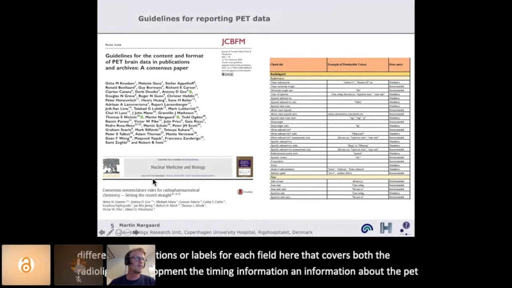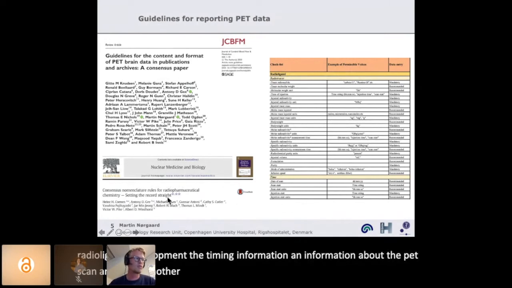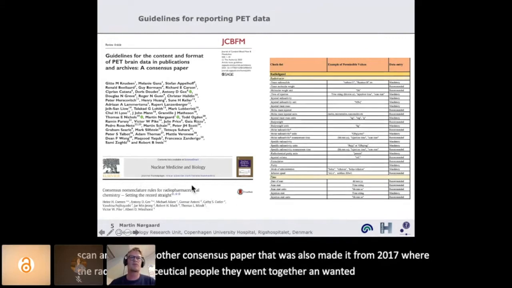And this is another consensus paper that was also made. It's from 2017, where the radiopharmaceutical people went together and wanted to make a common standard for reporting that.